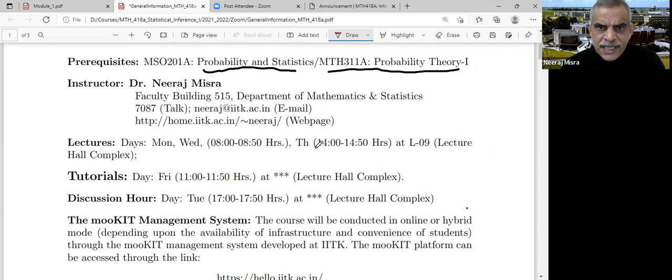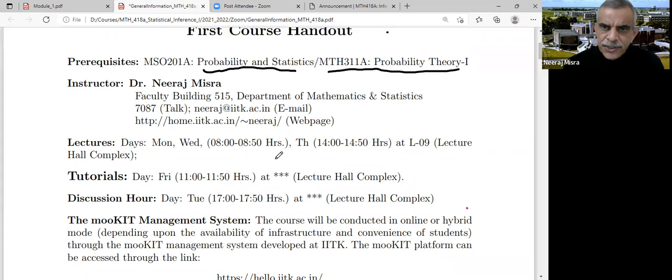Tutorials are supposed to be in L9. Once we go into hybrid mode, I don't see a possibility of that in the near future because of this recent COVID outburst. But let's hope that we are able to meet sometime at least during the semester. So once things normalize, we may go for a hybrid mode, and lectures for that would be held in L9. Tutorials are on Fridays during 11 to 11:50.